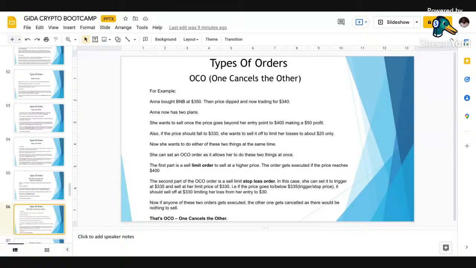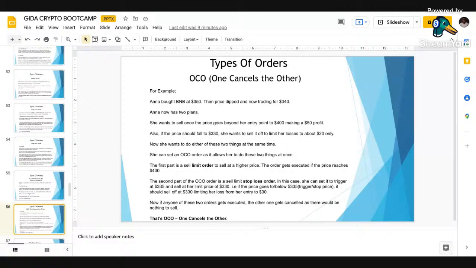That is why in this article I'm using sell limits. Now, the second part of our OCO order or the conditional order is a sell limit stop loss order. In this case, she can set it to trigger at 335, then set her limit price at 330. Do you understand? Remember, she just wants to lose only $20 on this trade. So from 350 to 330, that is $20. So whenever price gets to 330, sell. But there has to be a trigger price or your stop price normally. There has to be a stop price. That is a trigger price.